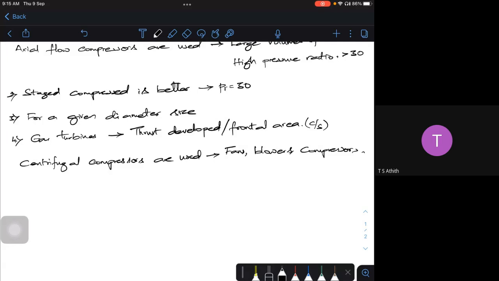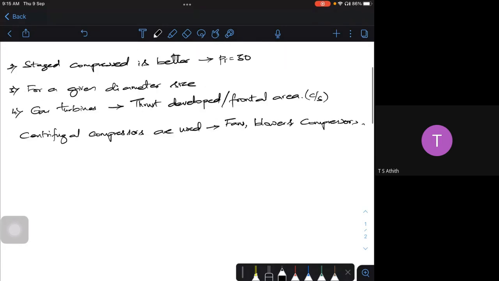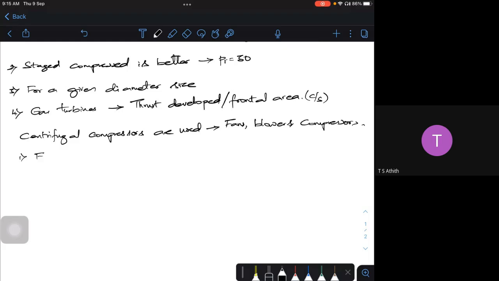Now, if I take the fan, which is one modification of the centrifugal compressor, the pressure ratio is very, very small, in the range of around 1.02 to 1.07. Even though the compression is there because of the centrifugal action, it is very low pressure, and it can't handle large volumes of air.